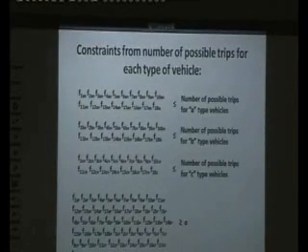It is the constraint from the number of possible trips for each type of vehicle. That means the total trips should be less than or equal to the possible trips of the particular type of vehicle available. So this is the non-negativity constraint.